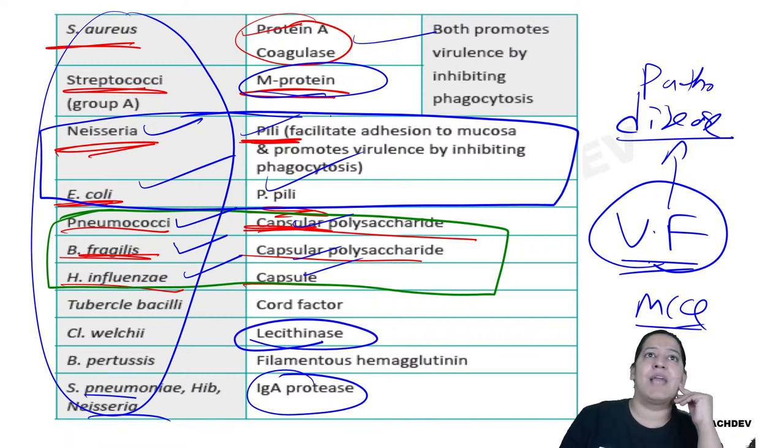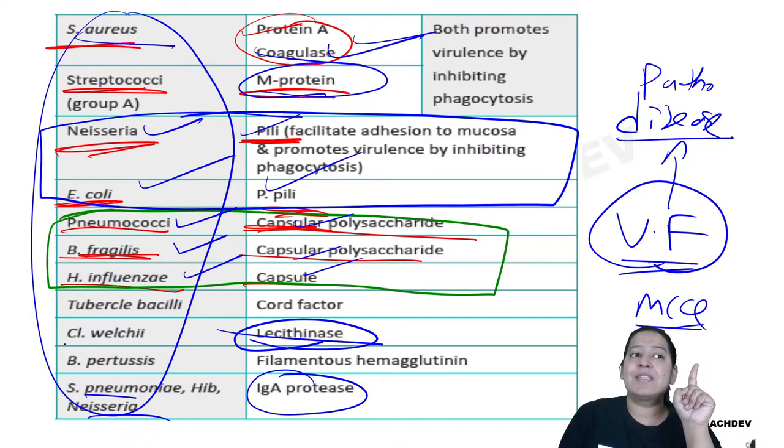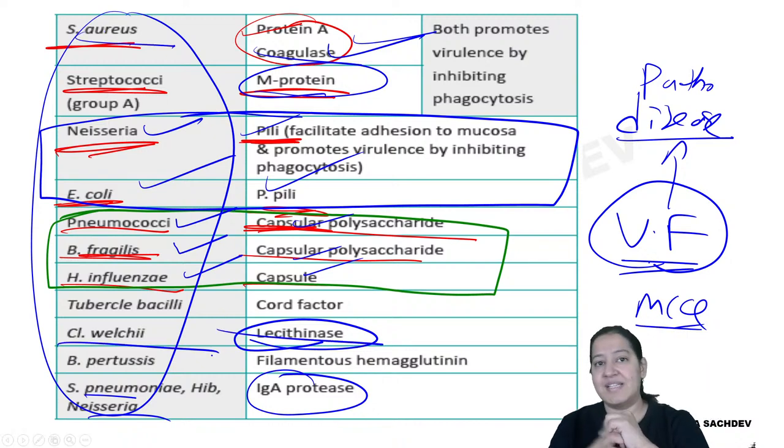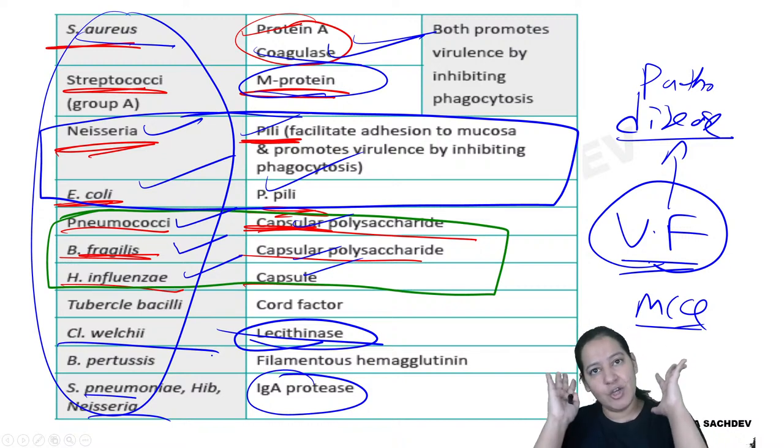Lecithinase bhi ek enzyme ho gaya. Coagulase bhi enzyme ho gaya. To coagulase Staph aureus mein hai. Lecithinase Clostridium welchii mein hai. That is gas producing bacteria. So that you must learn.